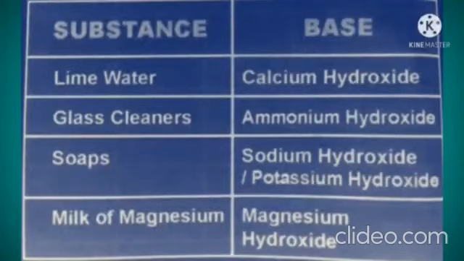Uses of bases. Calcium hydroxide is generally used in the production of bleaching powder. Ammonium hydroxide is generally used in laboratories. Sodium hydroxide and potassium hydroxide are used for the production of soaps.